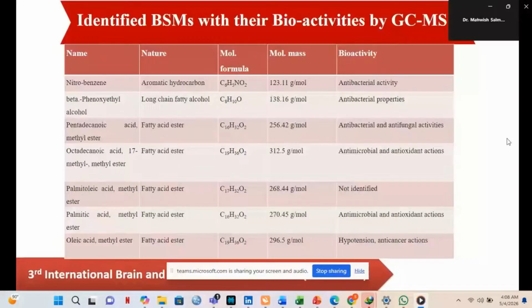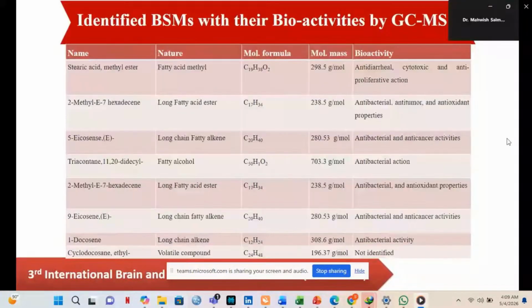Similarly, some long chain fatty acid esters were also identified in the GCMS chromatogram, and some long chain alkenes like docosene were also present. In the ESI identification of metabolites by ESIMS, some organic acids like succinic acid, glutamic acid, and capric acid were identified, and one anti-lipidemic drug, mebendol, was identified in the ESIMS technique.